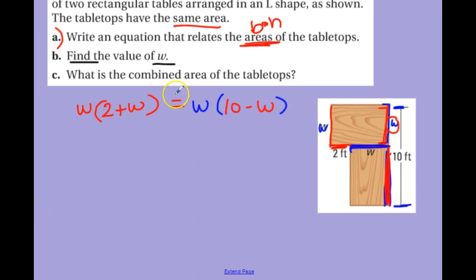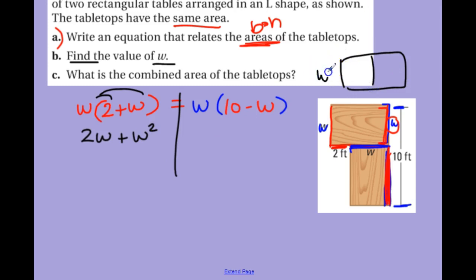Now it says find the value of w. So what we're going to do is distribute, because that's what we know how to do. We know how to multiply these. W times 2 is 2w. W times w is w squared. If you want to use your boxes to multiply w and then 2 plus w, you can, and you'll still get the same thing. Same thing here. W times 10 is 10w. Don't put w 10, always put your numbers first. And then minus w times w is w squared.